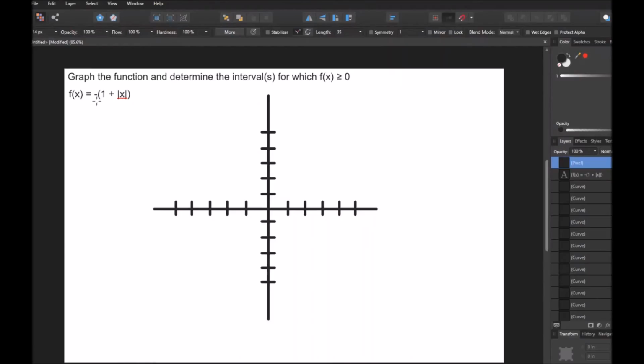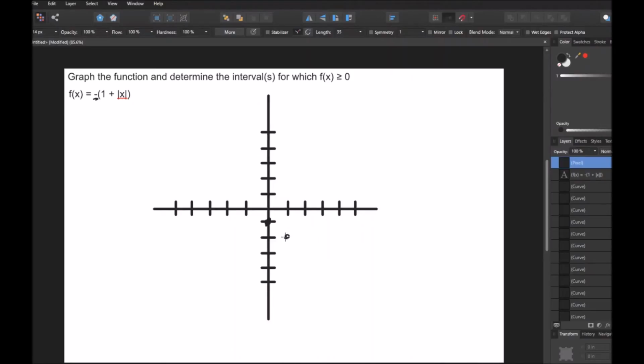So assuming you paused the video to practice the problem and now you're finished with it, let's see how you did. So starting at x equals 0, the absolute value of 0 is still going to be 0. 1 plus 0 will be 1, but then we have to make that a negative. So it'll be down here. And we make it a negative because this negative 1 is multiplying whatever the result of this expression is. So then when we have x equals 1, the absolute value of 1 is 1, 1 plus 1 is 2, and that becomes negative 2.